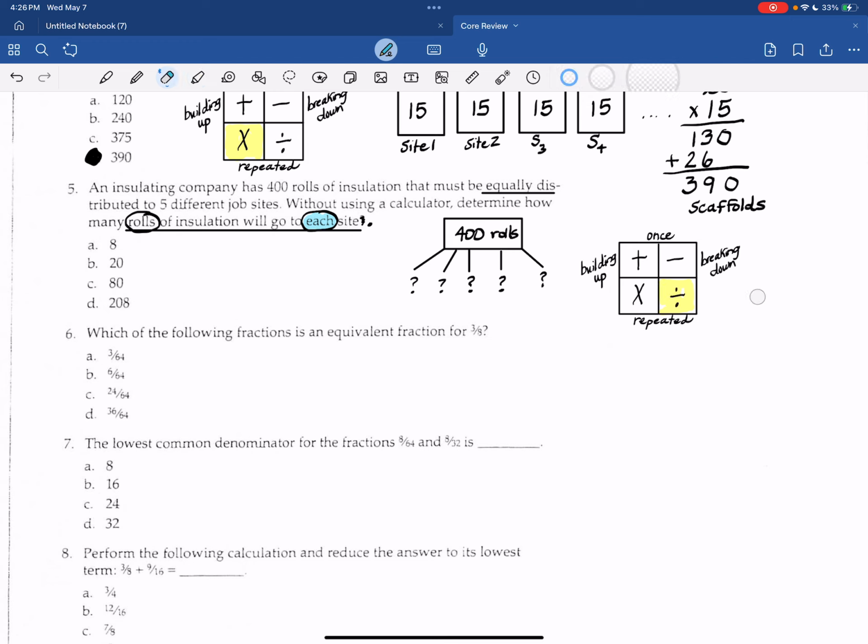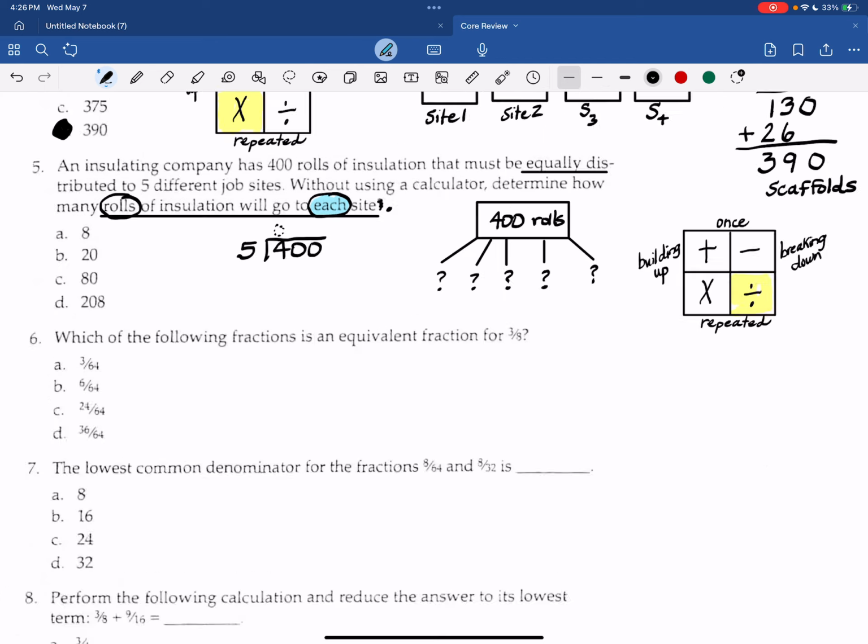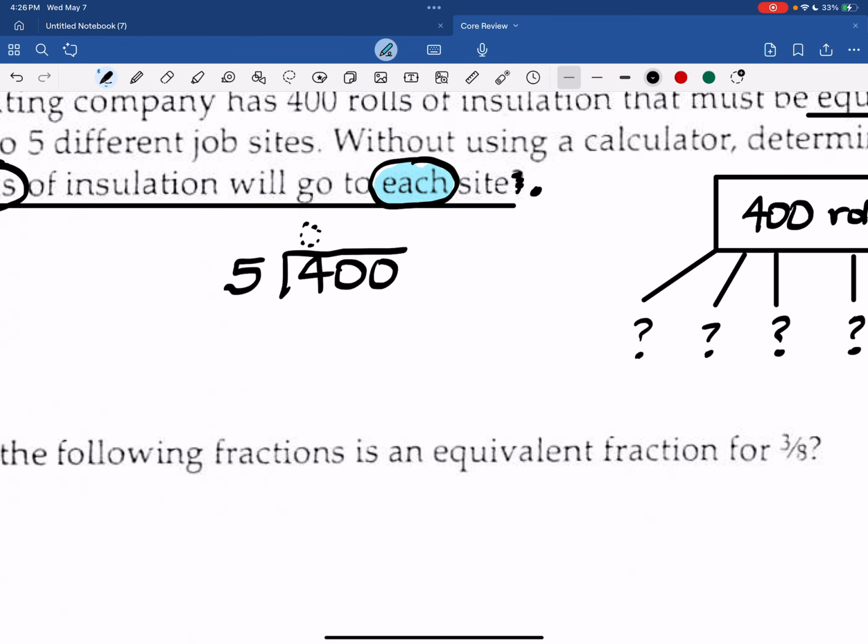So we're going to take our supply, which is 400, and without a calculator, we're going to divide it by 5. 5 won't go into 4, but it goes, if you need that 0, put it there, if that helps you line this up. 5 into 40 is 8. 8 times 5 is 40. Nothing left there, but you have to bring down that 0. And that is 0 with none left. So there would be 80 rolls at each site.